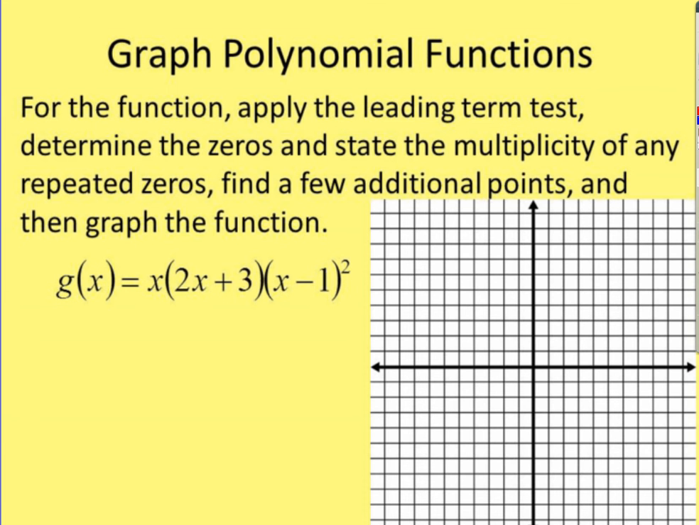So if we take a look at this function, we're going to apply the leading term test to determine what the end behaviors are going to do. We're going to determine the zeros, and we're going to state the multiplicity if any of them repeat. We're going to find a few additional points, and then we're going to go ahead and graph it.